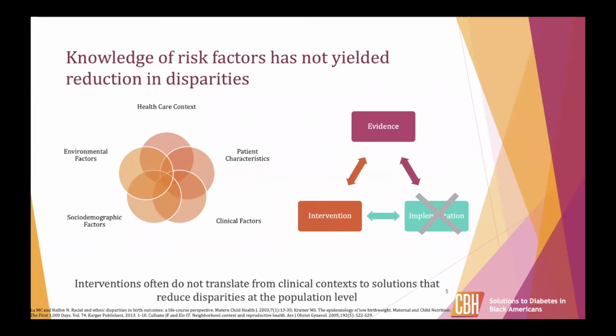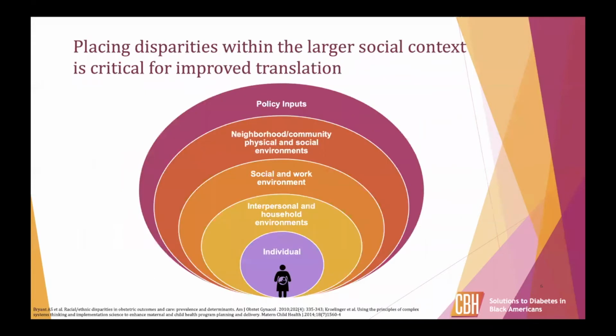And that really, in the past few years, but almost the past decade, has highlighted the fact that there's this translational gap that's preventing successful scalability and implementation of the evidence base into intervention contexts that can actually reduce disparities on the population scale. And so, informed by this translation gap, a lot of the more recent work has really focused on how do we place these disparities within the larger context as a critical step toward improved translation.